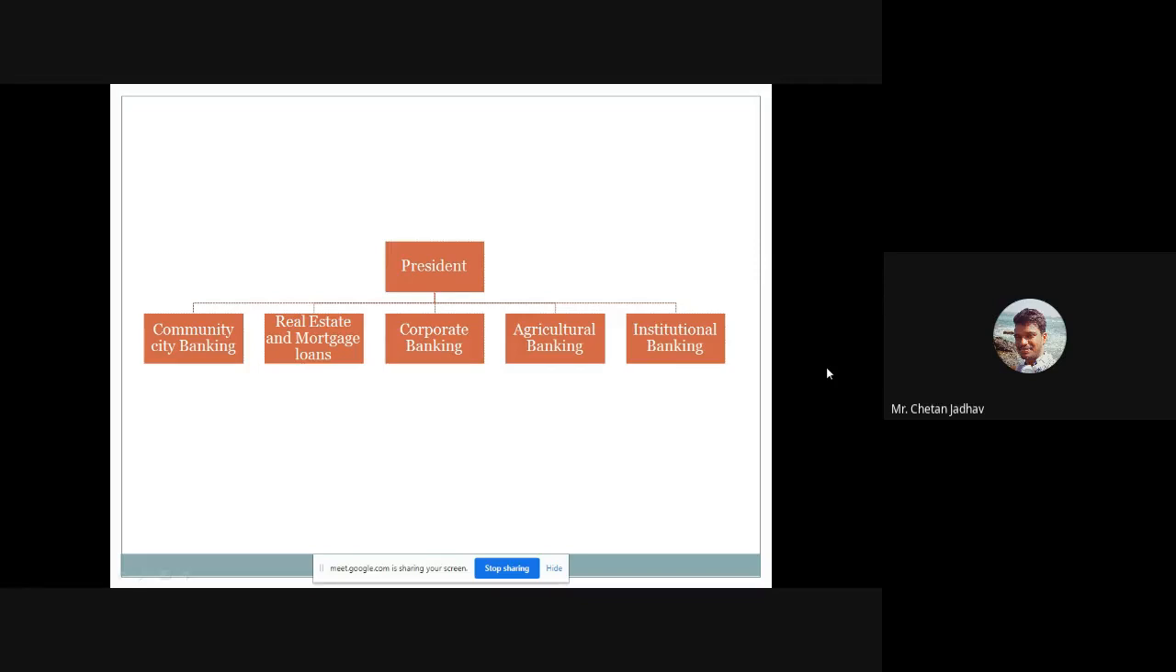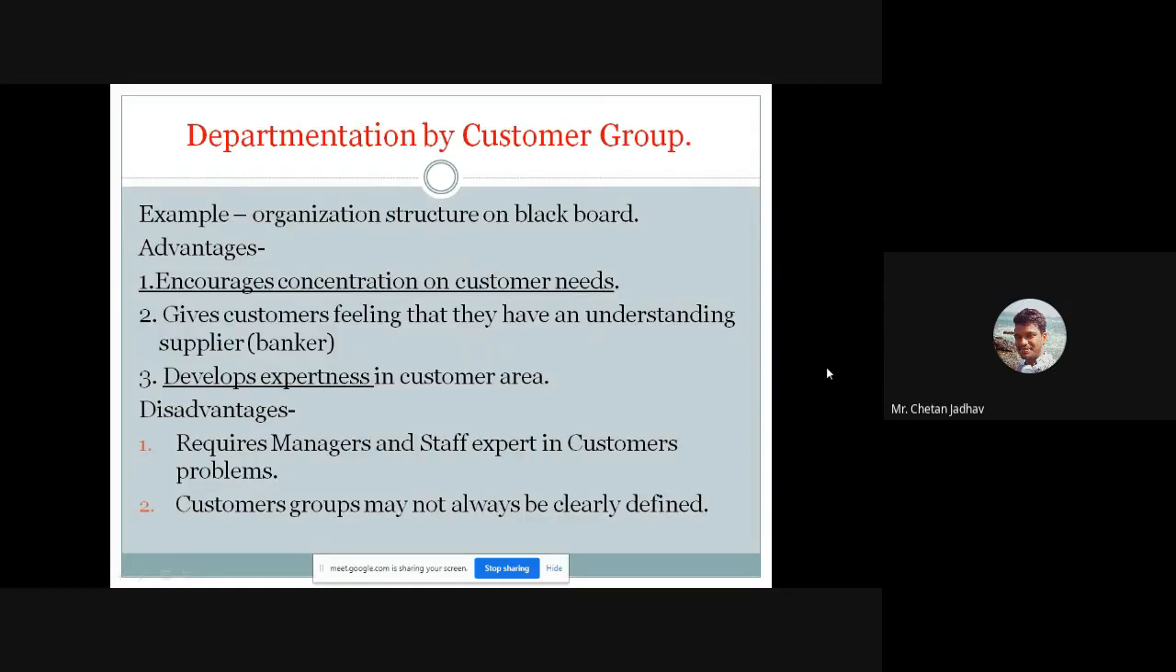Like this way we will make separate departments, and those who belong to institutional banking will visit that department only. Agricultural banking, like this way we will make separate banking groups, and according to that group they will visit, and it will be easy to access the different work as per their concern. Okay, so what are the basic advantages of this departmentation by customer group? So it encourages concentration on customer needs.